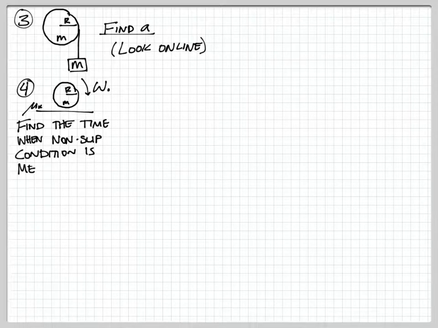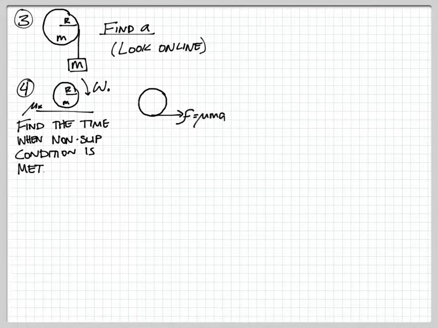Now, because we're slipping, alpha and a are not equal to each other. Once we stop slipping, then they both go to 0 and we travel with a constant velocity. But while they're slipping, they're not equal to each other. So we have to consider each motion separately. So let's start by looking at the angular motion.